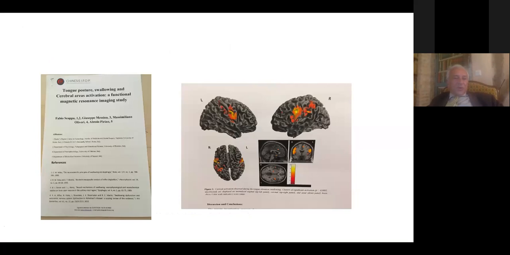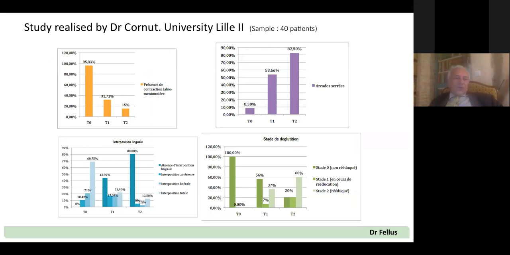And this approach has been confirmed by Fabio Scoppa. There is a 2-year-old publication, and he located all of the areas that are stimulated by the good deglutition and by the bad deglutition, and it's not quite the same. And there is a new publication. We confirm this.